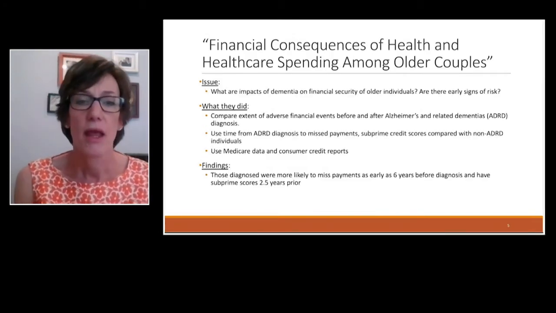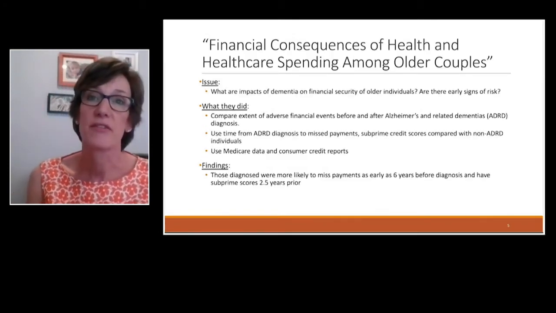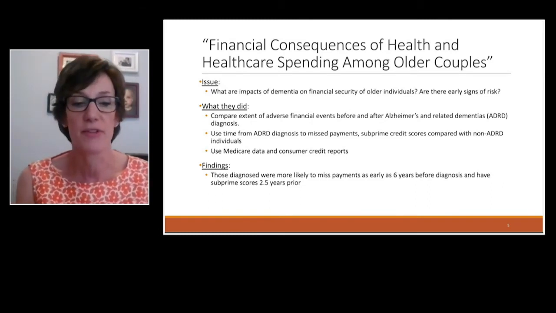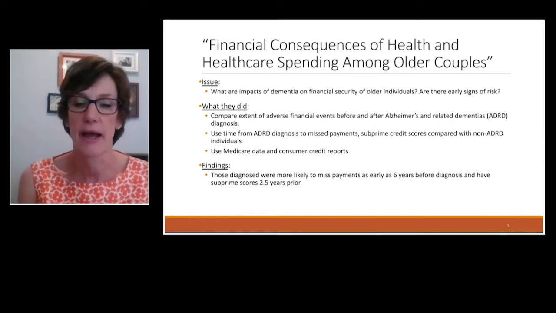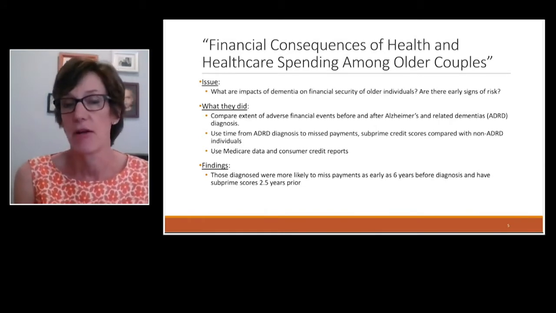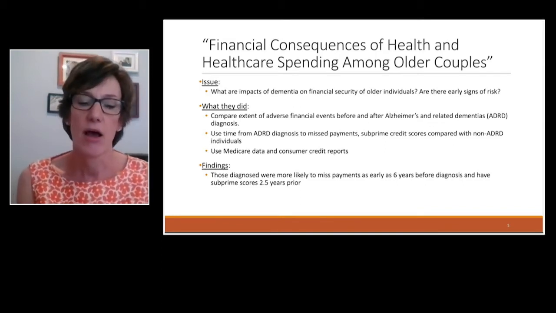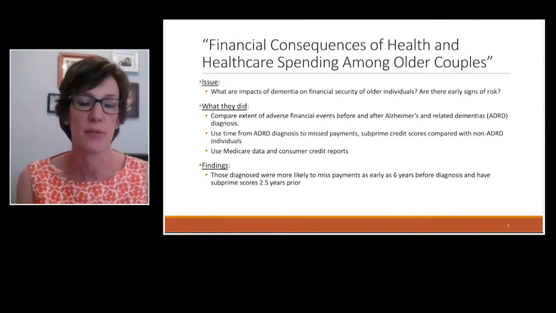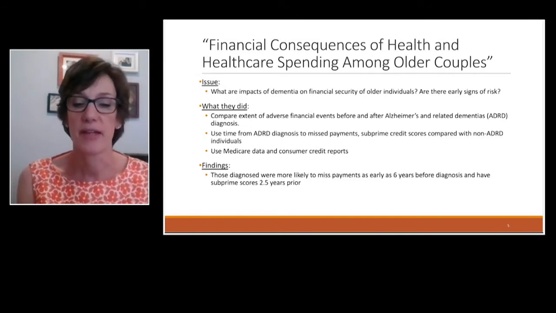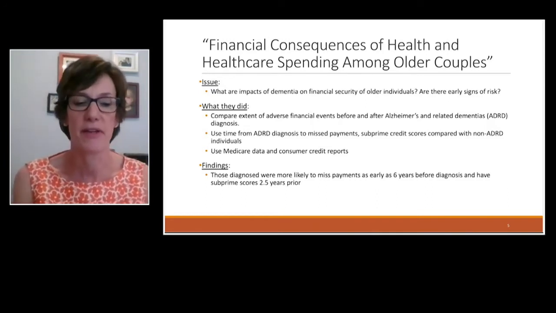Okay. And then the last paper looks at the financial risks of older individuals due to Alzheimer's disease and related dementias. Similar to the last paper, this addresses the concern that cognitive decline can make it hard for people to manage their personal finances. And they also look at whether certain financial behaviors may be early signs of Alzheimer's disease risk. And they did find that individuals who developed Alzheimer's disease were at a higher risk of missing payments up to 6 years before their diagnosis. And they're also more likely to have subprime credit scores prior to the diagnosis.